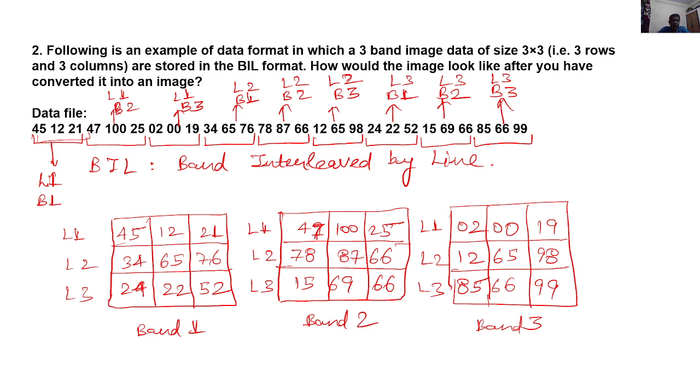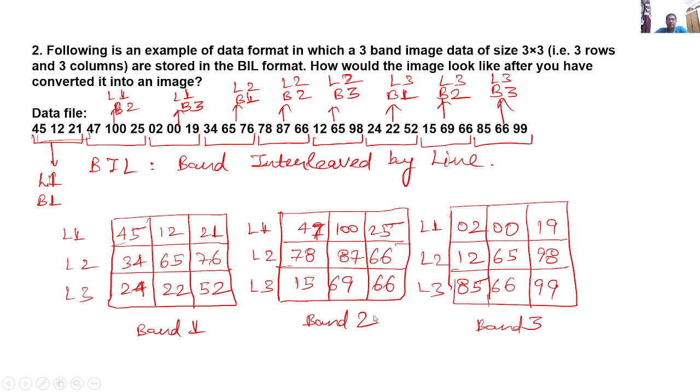Then the next three values, 47, 100 and 25, would be stored in line number 1 but of band number 2. So we have stored it like this: 47, 100, 25. Then the next set of three values, 0, 2, 0, 0 and 19, would be stored in line number 1 but of band number 3. This is how we go. The first three values go to L1 B1, the next three go to L1 B2, then L1 B3, then L2 B1, L2 B2, L2 B3, L3 B1, L3 B2, L3 B3. Is it clear to you?